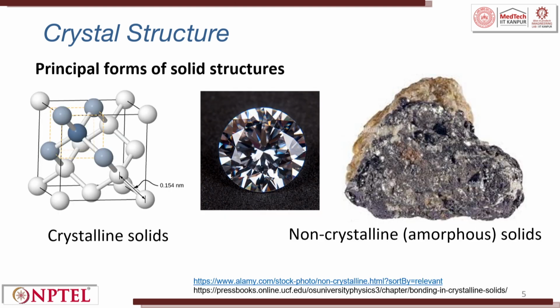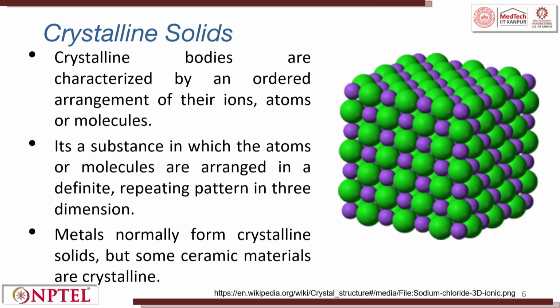The principal form of solid structures is crystalline. You see, these are all the atoms. These atoms are bonded together and these atoms can be arranged in a unit cell. So, this is called a unit cell. So, this is a crystalline solid and here you see non-crystalline or amorphous material. How does it look? The crystal structure, how does it look?